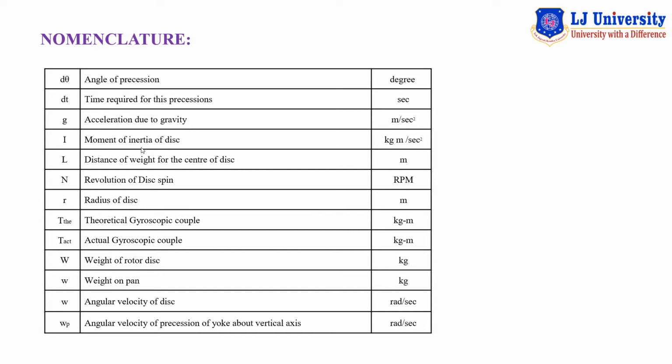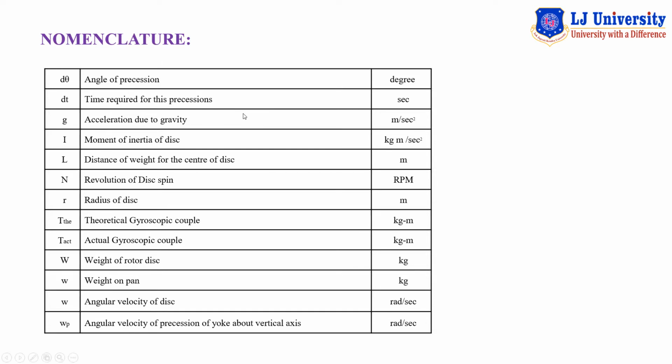T theoretical means the theoretical gyroscopic couple. T actual means the actual gyroscopic couple. Capital W indicates the weight of the rotor disc. Small w indicates the weight of the pen. Omega indicates the angular velocity of the disc, and omega p indicates the precession of the yoke about the vertical axis. So these are the nomenclatures.